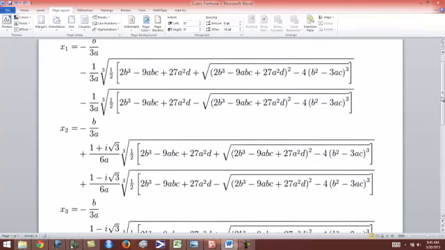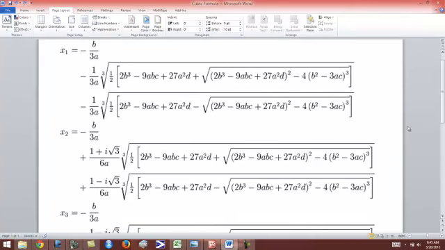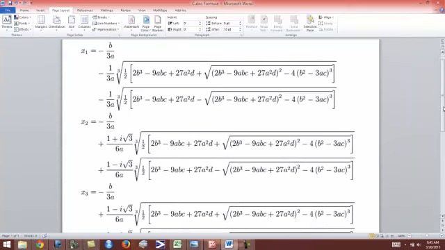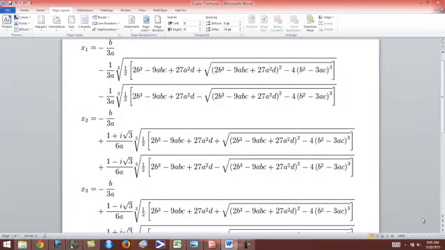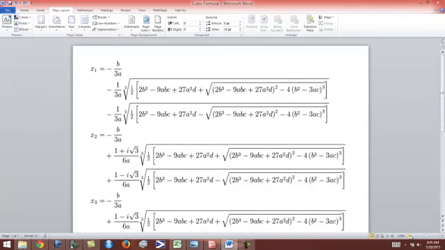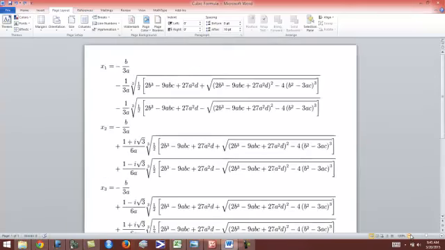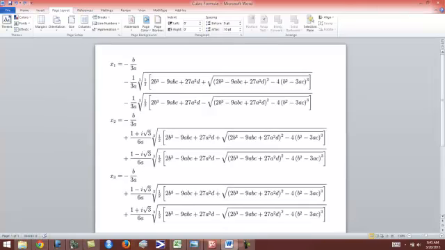Now here are the three, let me make this a little smaller so you can see. There's three solutions for x, right? Is this all three of them? Yeah. Not quite. Don't have it all. One more time. Okay.